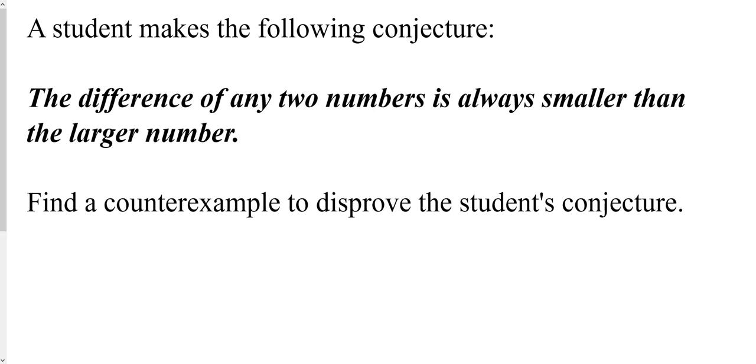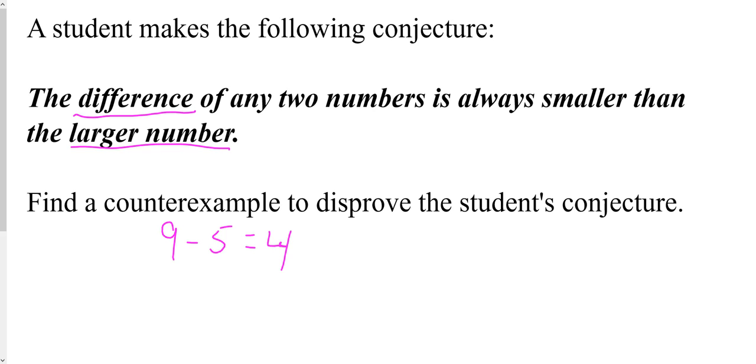So a student makes the following conjecture. The difference of any two numbers is always smaller than the larger number. Find a counterexample to disprove the student's conjecture. So we remember that the word difference means to subtract. So let's just pick a random number. Like 9 minus 5, the difference of those two numbers is 4. Is that smaller than the larger number? Well, yes, 4 is smaller than 9.